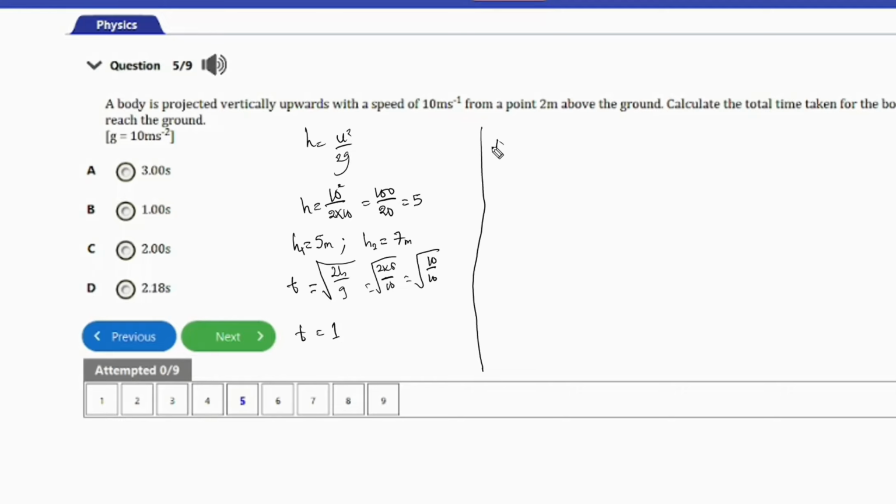Now for the time it will take to reach the ground, we'll go again. T is equal to root 2h over g. But here now the h becomes 7. So 2h is now 14. Root 14 over 10 is root 1.4, and that's 1.18. So guys, to get the total time, we'll add the time taken to reach the maximum height to the time taken to reach the ground. So that will be 2.18. So guys, option D is the answer to this question. And that's it for this question.